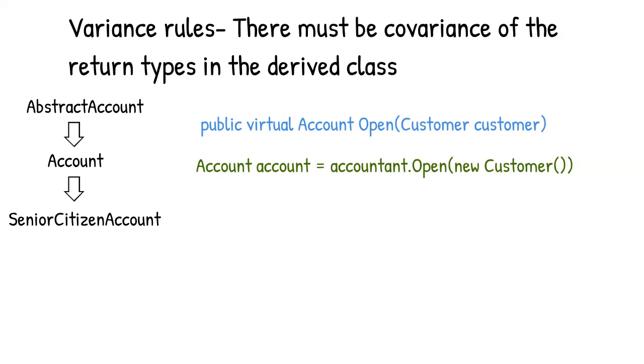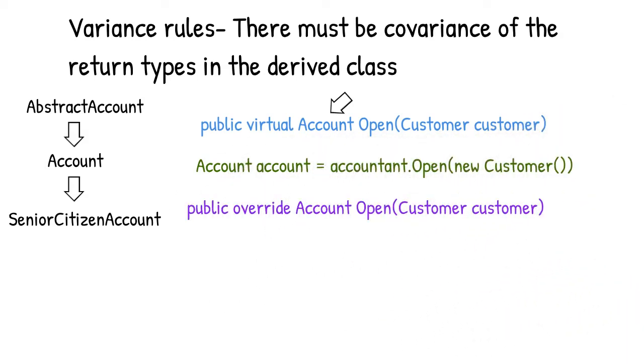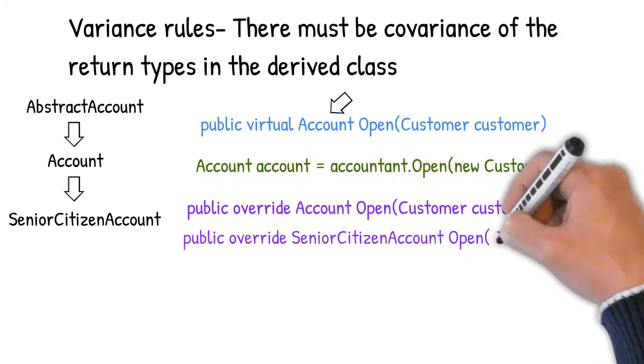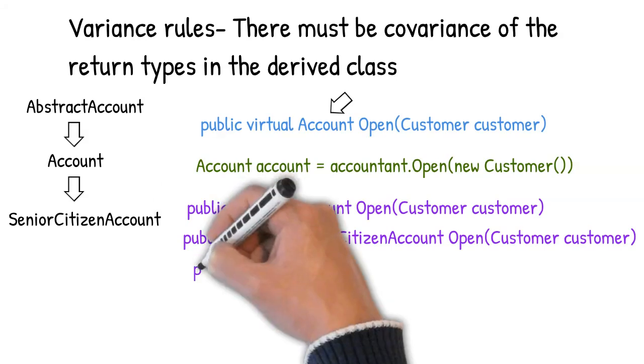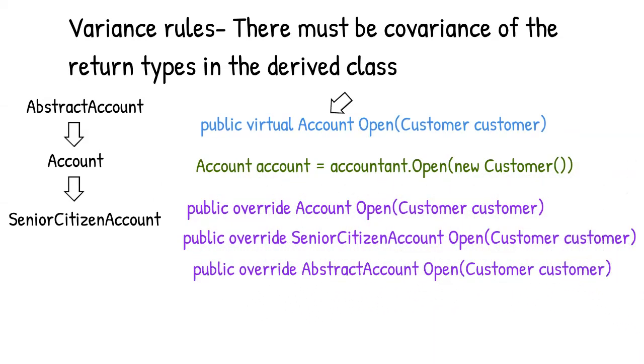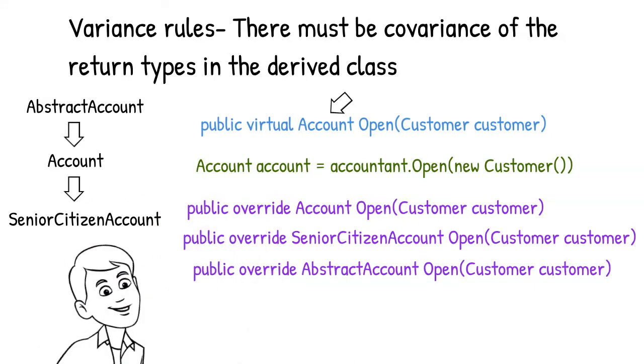Now, as per the covariance rule, if the parent method is returning account type, then the derived class, when it overrides this open method, can return the account type itself or the senior citizen account, that is the derived classes of the account type, but it cannot return the parent of account type. And why? Because if you see the consumer code again, the consumer is collecting the instance of the account inside the reference of account. So it is easy to understand that this account reference will not be able to hold the instance of its own parent, that is abstract account, and hence it is invalid to have abstract account as a return type.